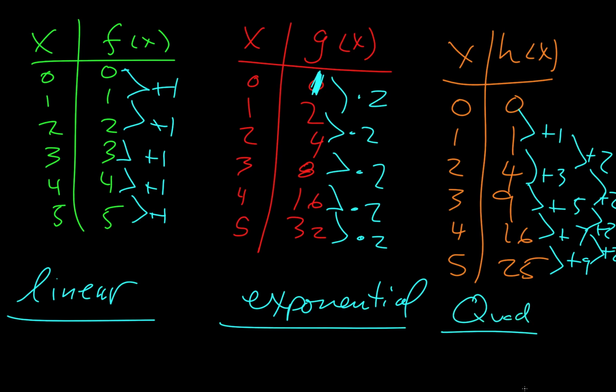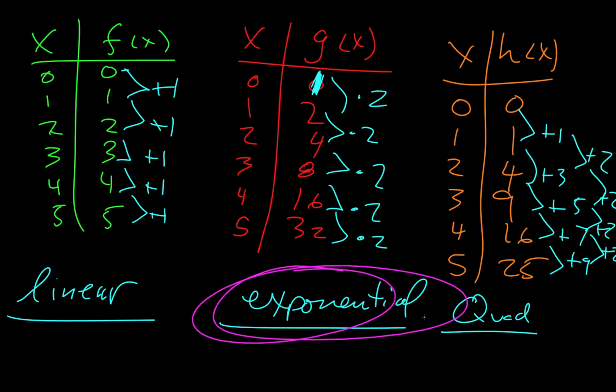Okay? So in the table, eventually if we go further, this would start to become large very quickly, because we know eventually exponentials get larger and larger and larger, quicker and quicker and quicker.